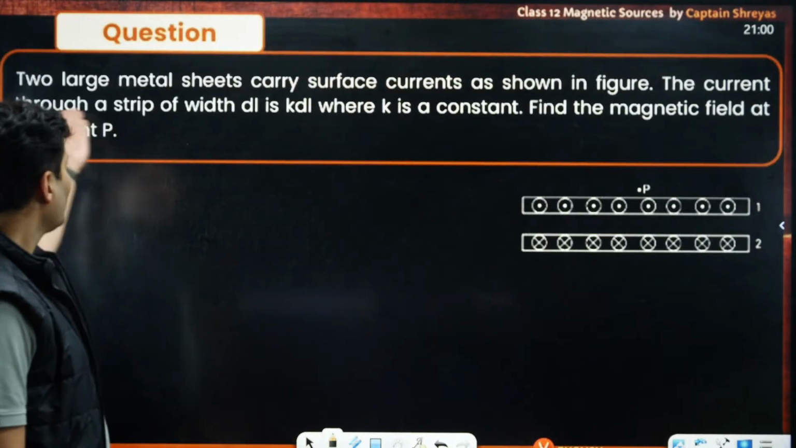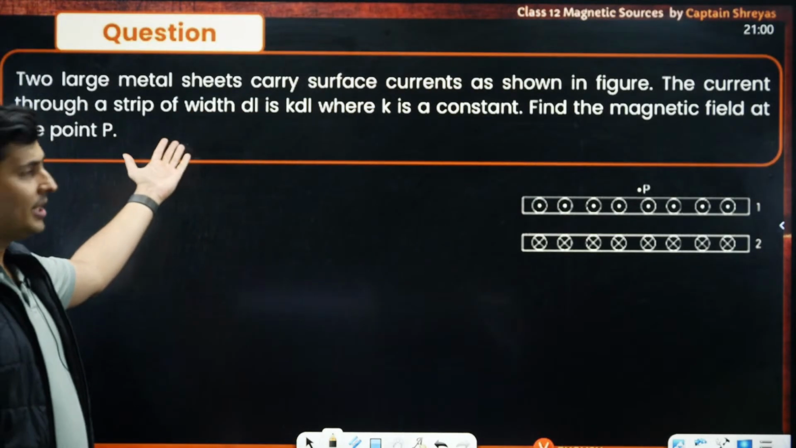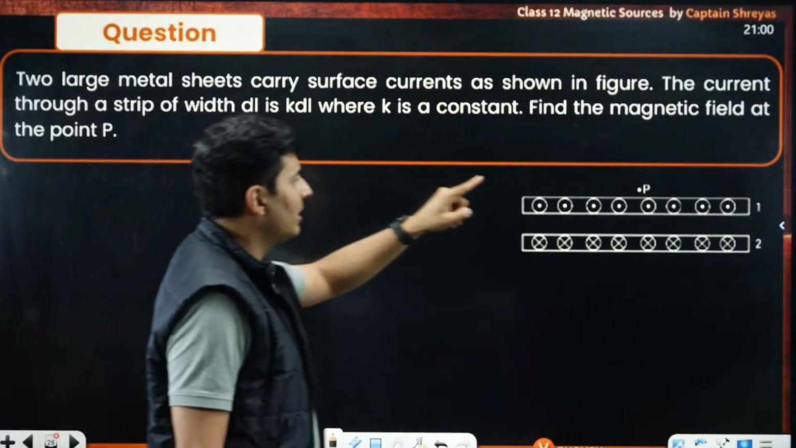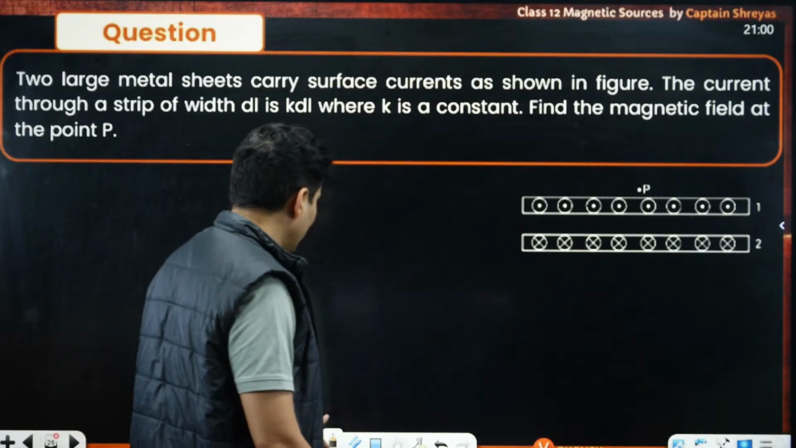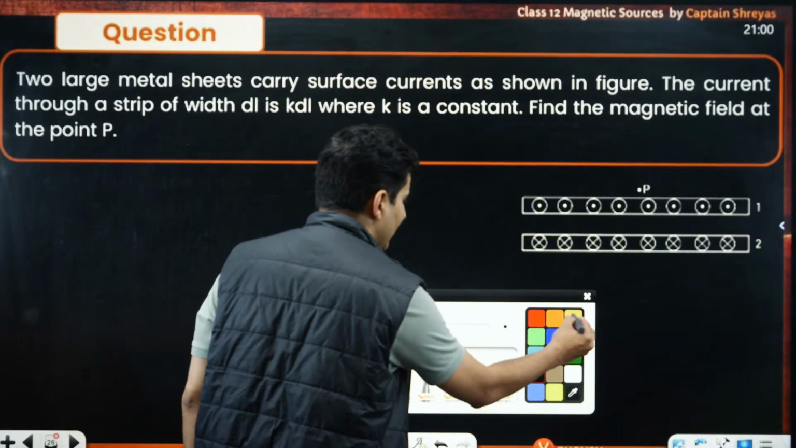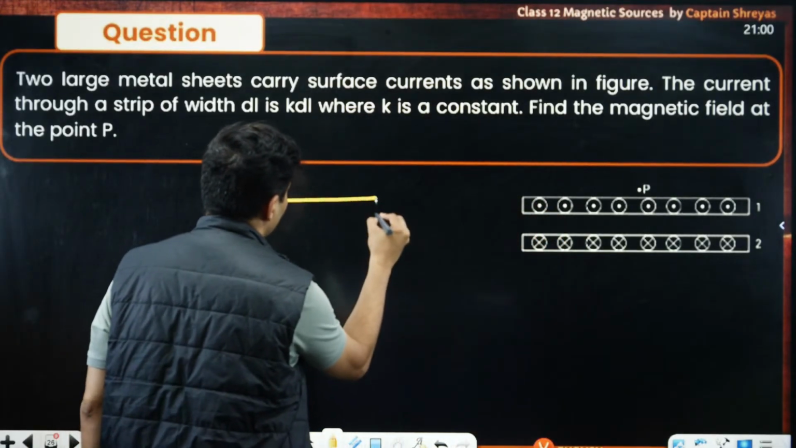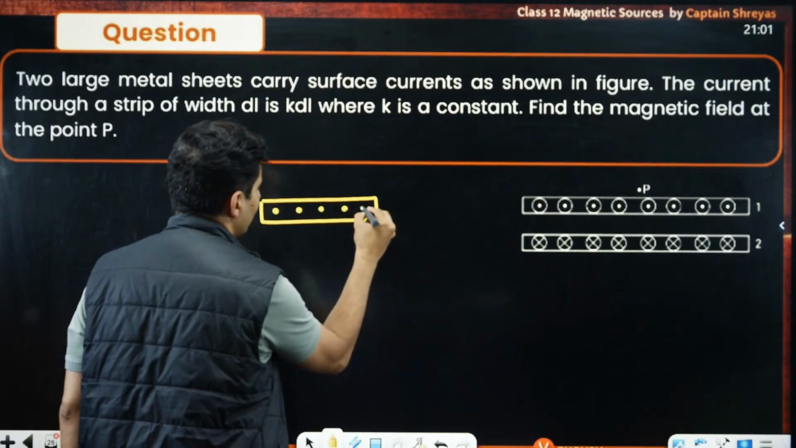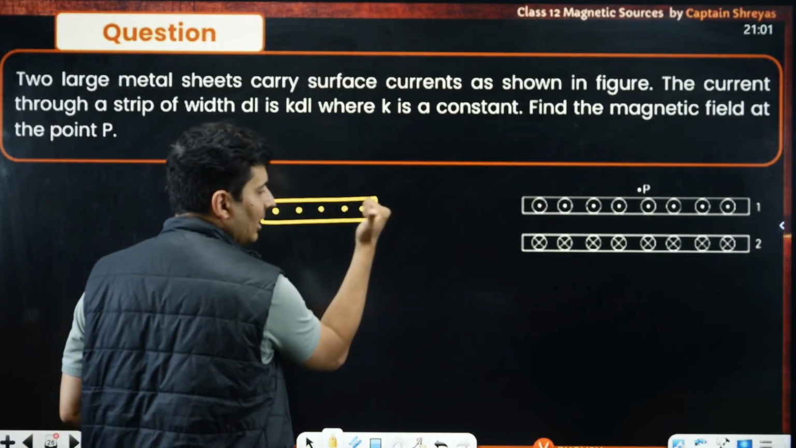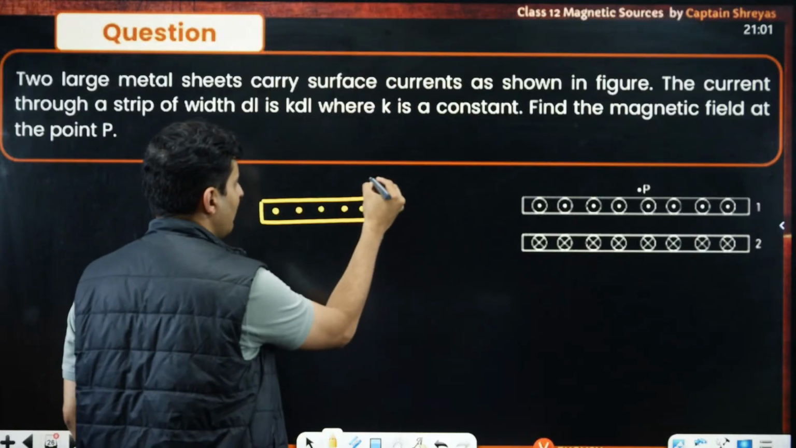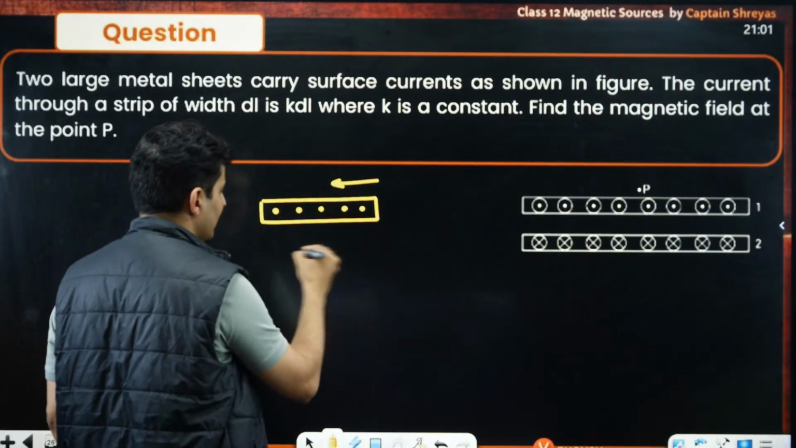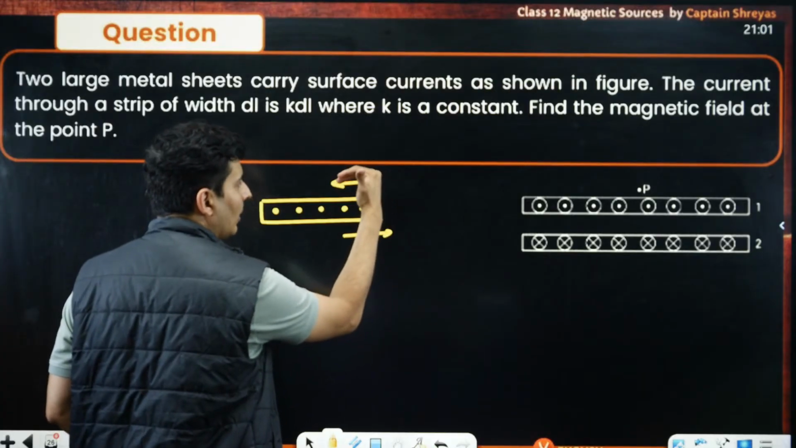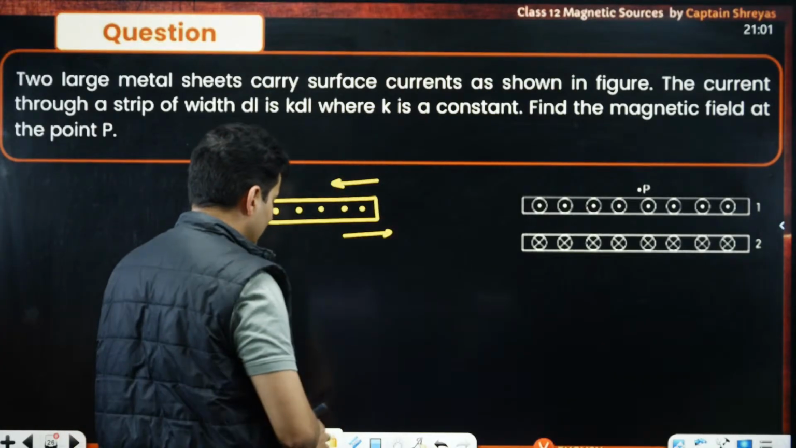Let's figure it out. Two large sheets are there, and the question is, how will the magnetic field be at that particular point P? Okay, let's solve this one by one. Let's consider the top sheet over here. The currents are coming towards me, so hold the thumb towards me. You will immediately see the magnetic field will go like this and like this. Thumb towards me, on the top it goes like that and below it goes this way.